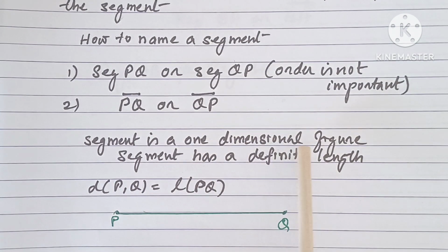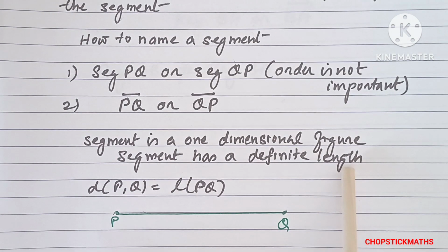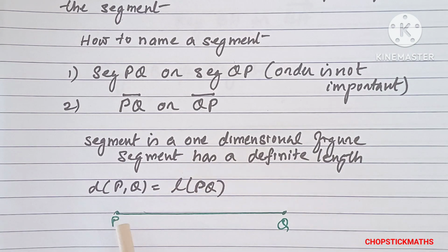Now a segment is a one-dimensional figure. That is, a segment has a definite length. So how do we define the length of a segment? The distance between the two endpoints P and Q is the length of the segment. Therefore, we write it as distance between points P, Q is equal to length of segment PQ.